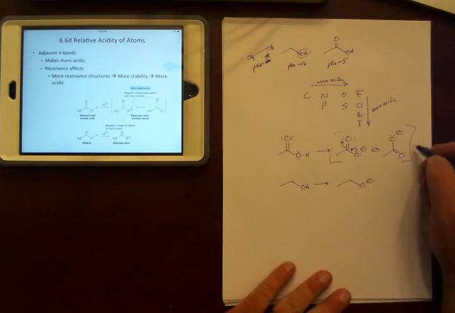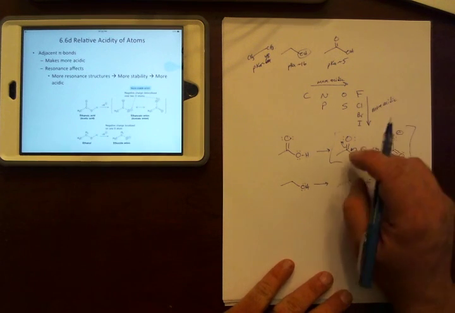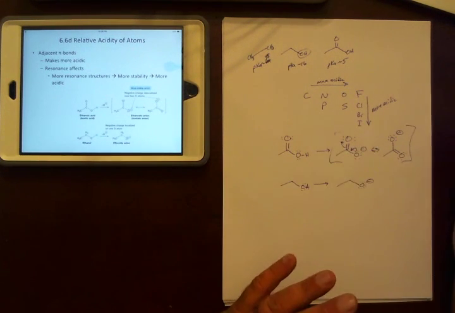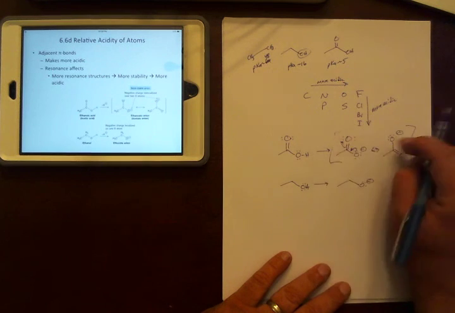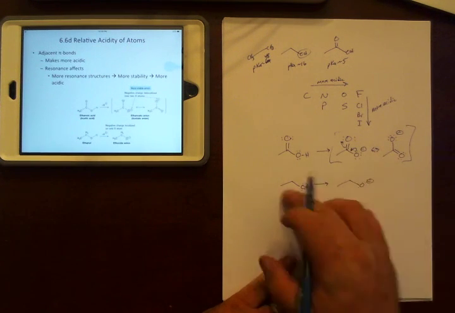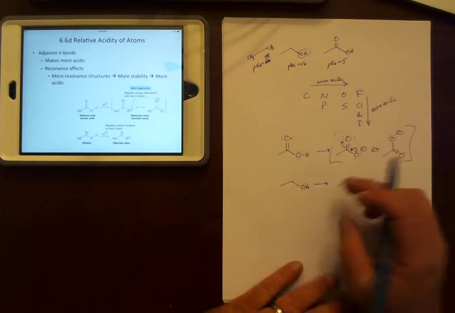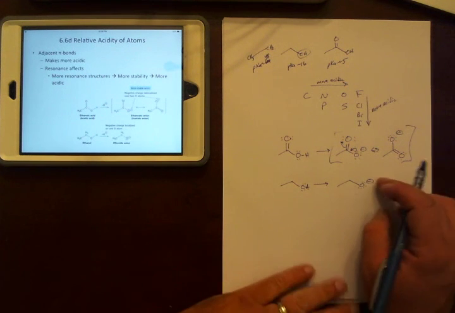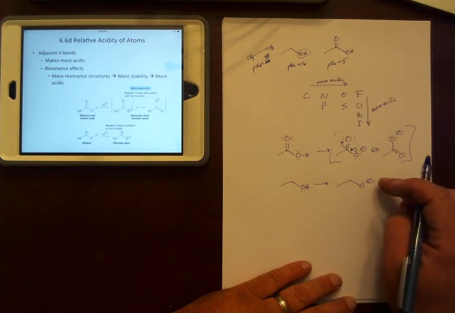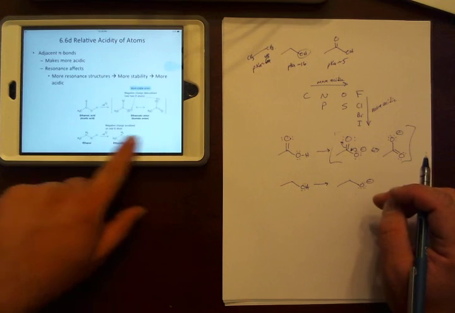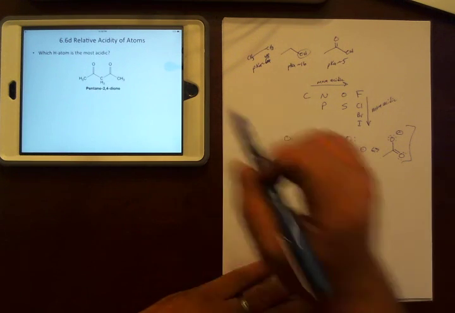So that's why this pKa is about 5, because if it loses the hydrogen, it's not a huge deal because we have resonance structures that can take care of it. This one, ethanol, the pKa is about 16, because the oxygen is going to feel all the pain of that negative charge.